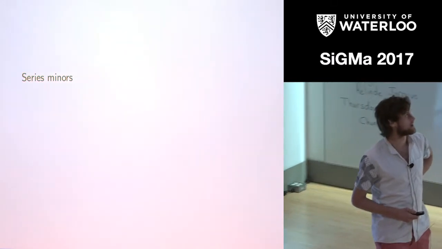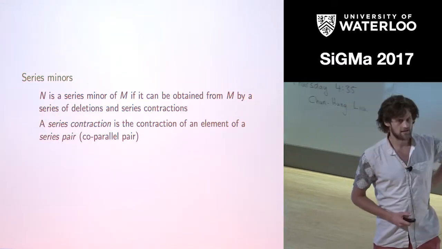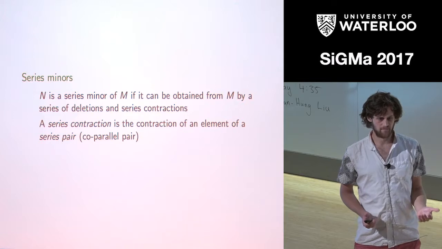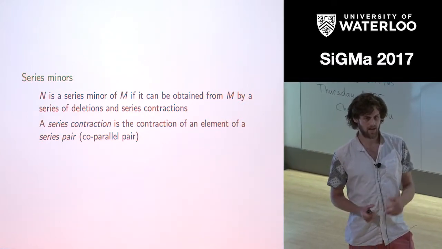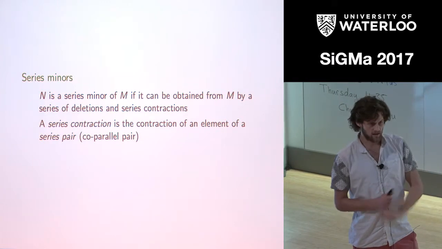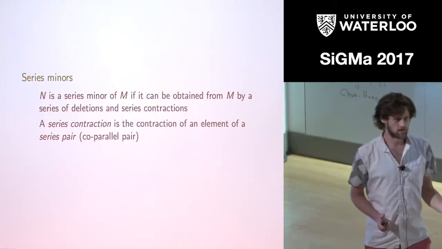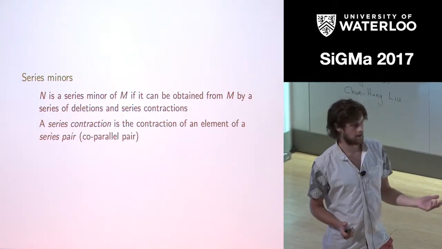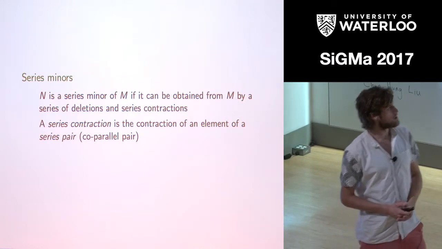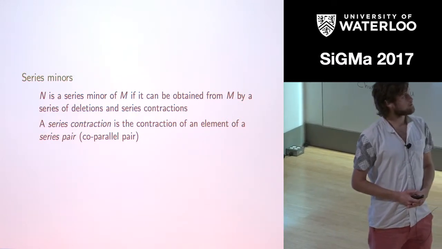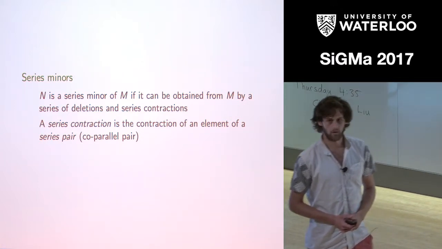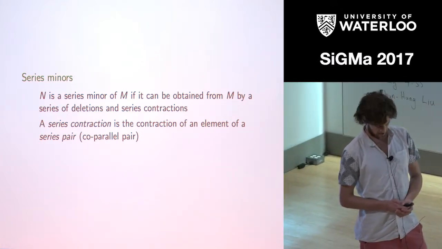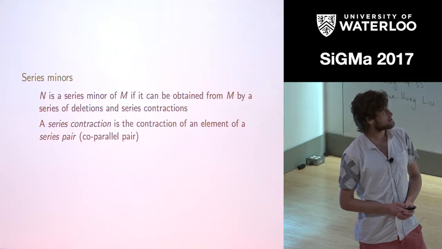Series minors. So a series minor is essentially where we limit ourselves to only series contractions. So we have deletions and not regular contractions, but we can contract a series pair, which is a co-parallel pair, so something that's parallel in the dual. Now, if like me, you find thinking about series contractions kind of painful, then you won't lose too much by just imagining we're only interested in deletions for today.